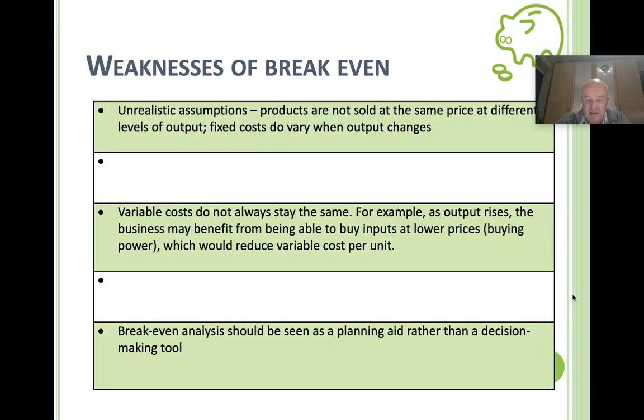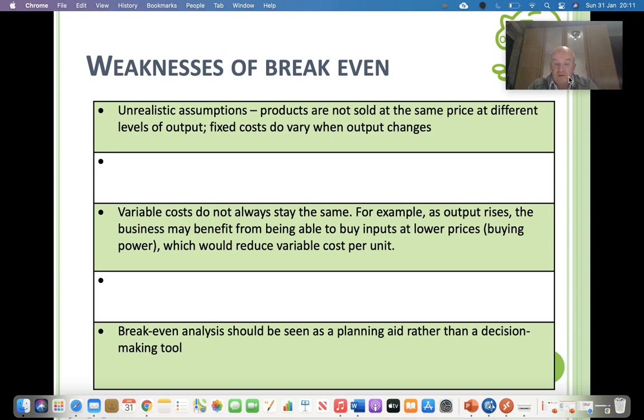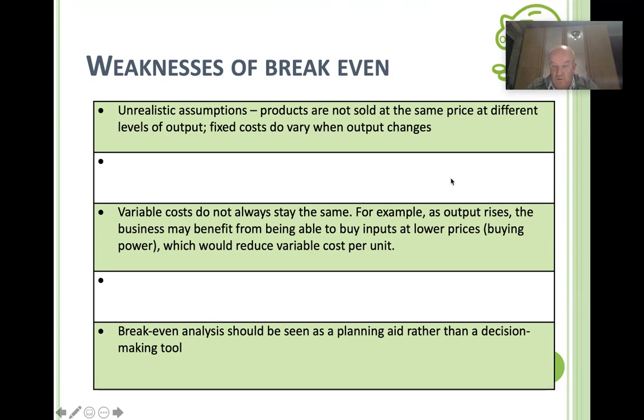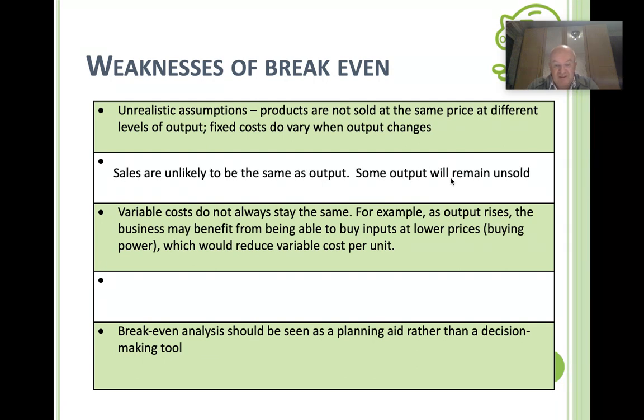Some of the weaknesses: it can be a bit unrealistic. Products sometimes aren't actually sold at exactly the same price at different levels of output, and fixed costs can also change. Sales are very unlikely to be exactly the same as output. Some output is likely to remain unsold. Break-even doesn't allow for you to be able to do that.